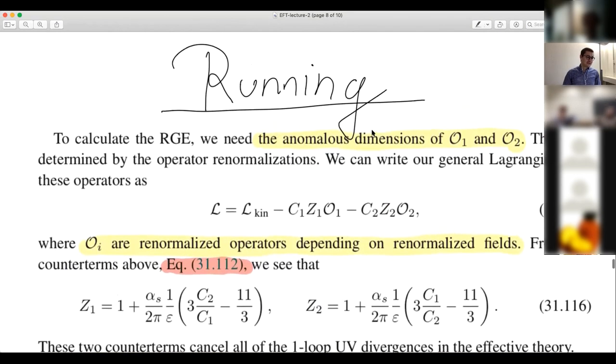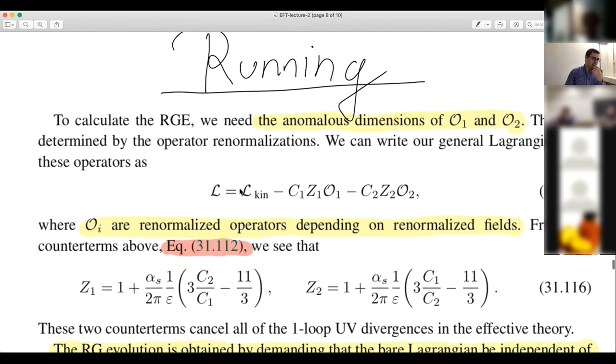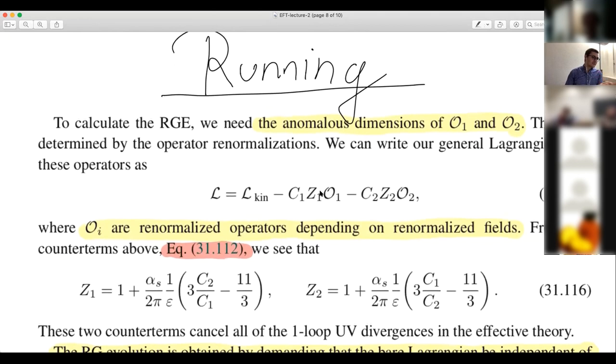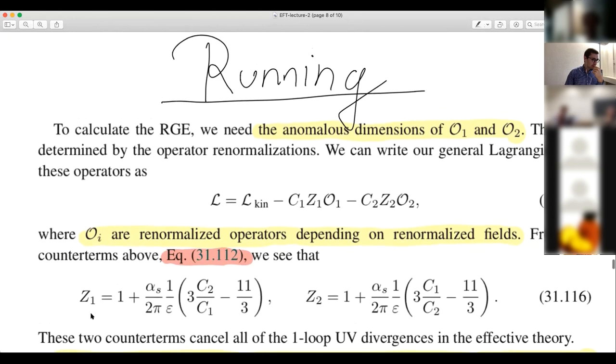So this is the renormalization of these operators. So how does it work? So you have the Lagrangian and you have these operators. So now you are to do renormalization, we introduce the renormalization constants Z1 and Z2. C1 and C2 are renormalized Wilson coefficients. O1 and O2 are renormalized operators, which depend on renormalized fields.